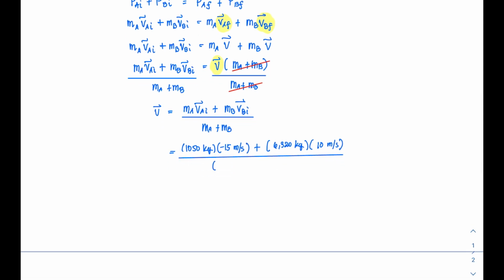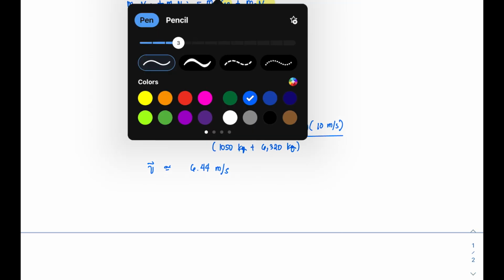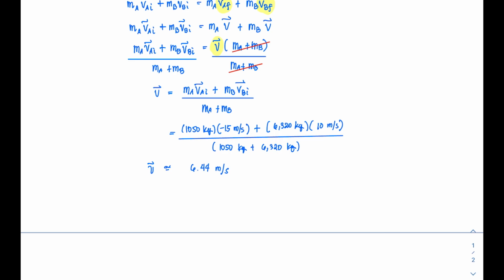And you just have to add M_A, which is 1,050 kilograms, plus mass B, which is 6,320 kilograms. That means you can now just plug in the values in your calculator and you arrive at an answer of 6.44, or approximately 6.44 meters per second.